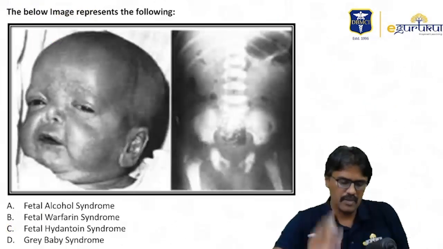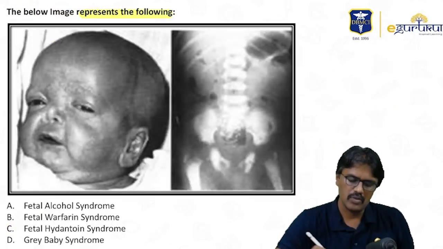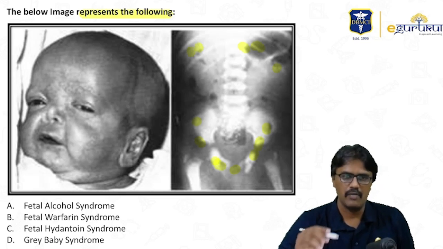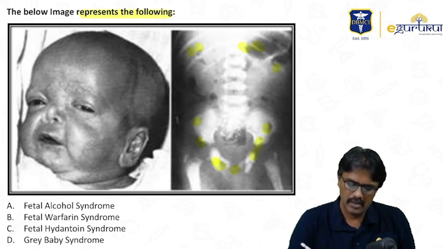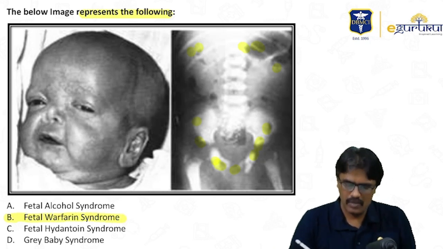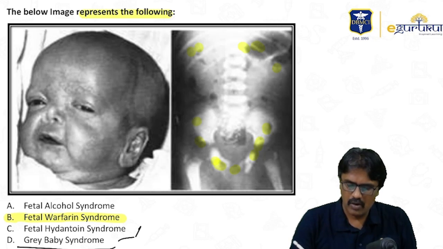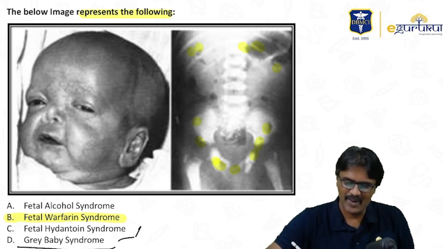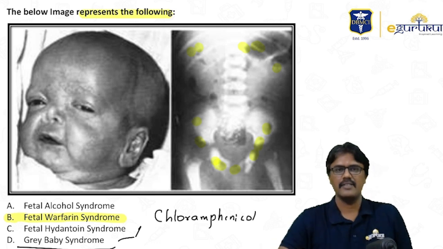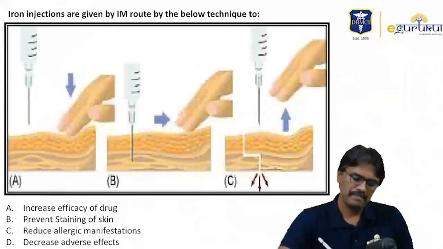Now this is the syndrome. The below image represents the following. So just now I told you, you can see there is the bone abnormality, and whenever you see a bone abnormality in the image, you have to think of warfarin. Warfarin affects the bone, so it is a fetal warfarin syndrome. Alcohol syndrome and hydantoin, I have told you. Gray baby syndrome is caused by a drug which starts with C, it is called chloramphenicol. Okay guys. Now moving on to the next one.